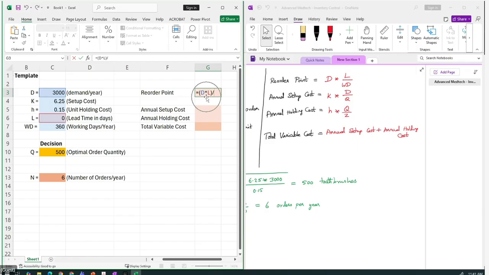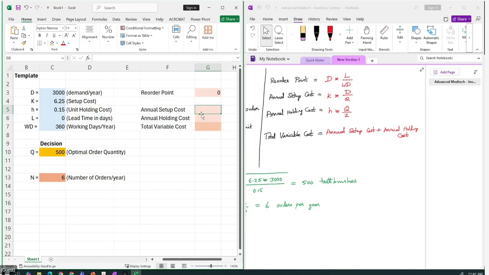I hope you all understand this. I think I need not go this elemental. Many of you are engineers, I believe, right? And almost everybody, irrespective of whether you are an engineer or not, you all might have had the basic mathematics, right? So D multiplied by L divided by WD. Okay. So the reorder point in this context is 0. Why? Because the lead time we are assuming as 0 and we don't want any stock out.